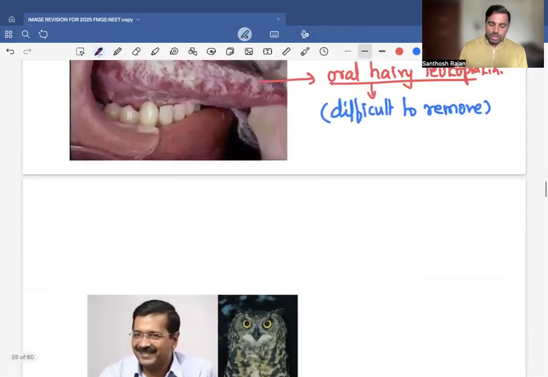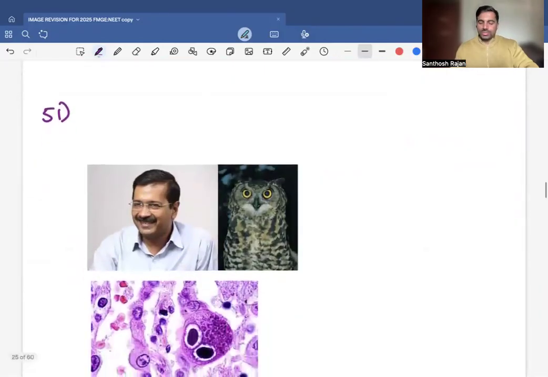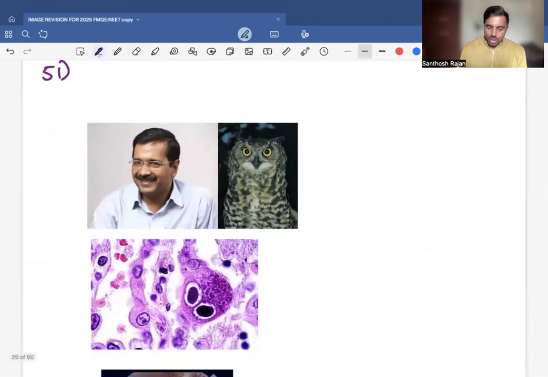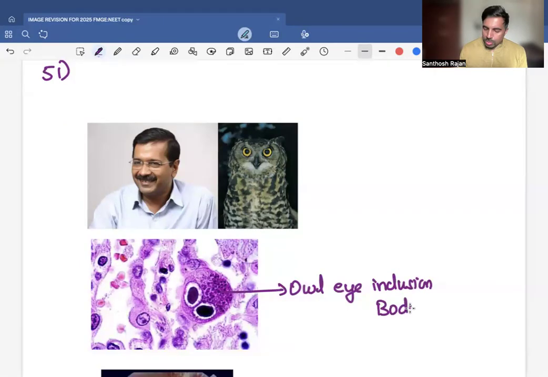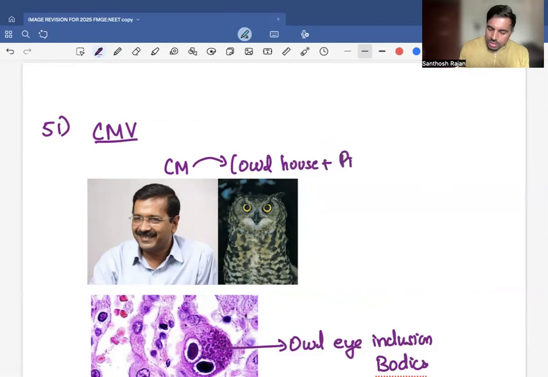Now, this is typical. If you see the picture, automatically you will say this is 51. Why is Kejriwal there? Doesn't matter. Why is he having an owl in his body? When I say CMV, I want to say that every chief minister, Kejriwal or our Stalin or Didi, whoever, everybody has an owl in their house. Plus they give pizza pie to everyone, pizza pie to all.